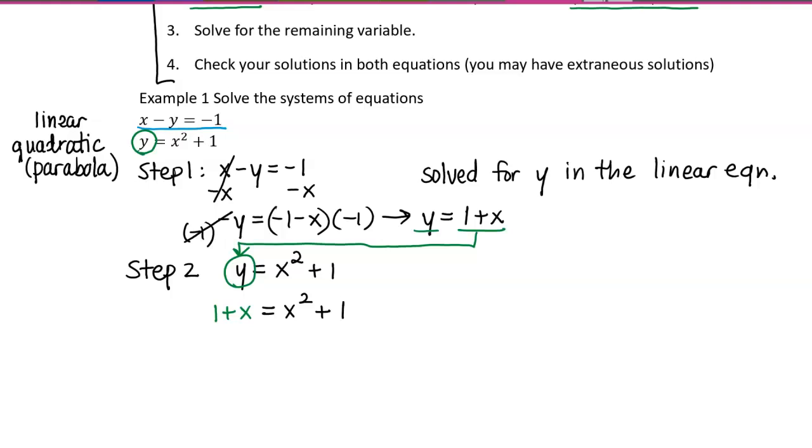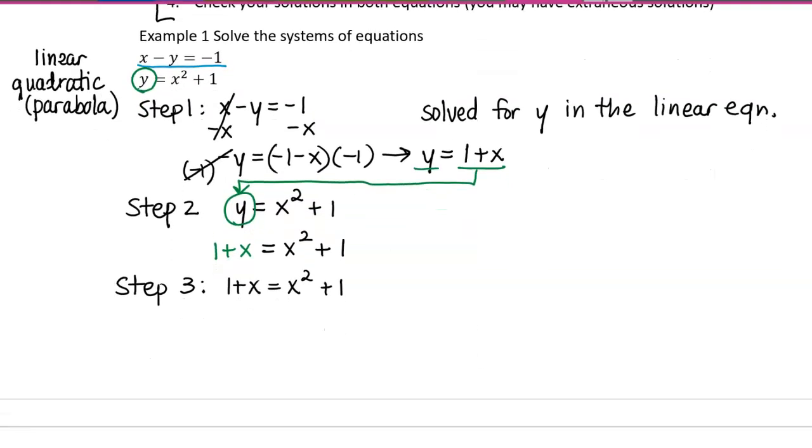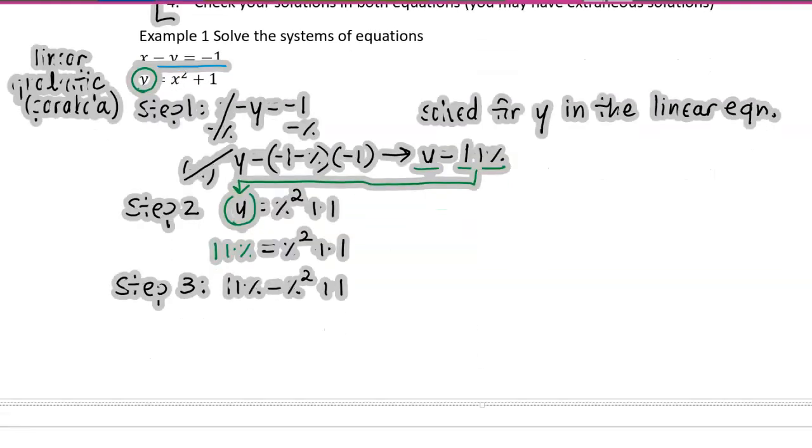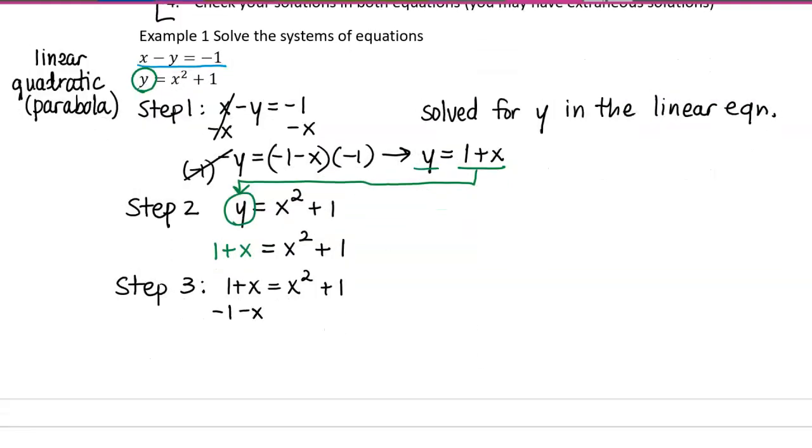Now we're on to step 3. Step 3 asks us to solve for the remaining variable. So now I'm going to take this equation and we're going to solve for x. The equation that we have now is a quadratic equation, and we solve quadratic equations by getting 0 on one side. So I'm going to subtract 1 and I'm going to subtract x.